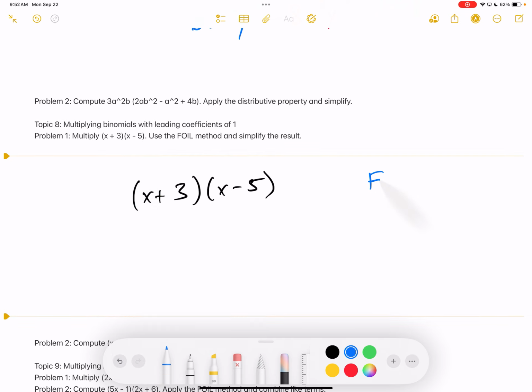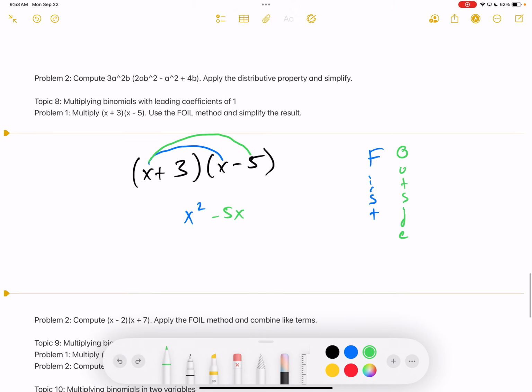So what the FOIL is, I'll write it out as I go. FOIL is you take the first term times each other, the first in both of them. X times x is x squared. Then you take the outside terms in both of them. X times negative 5 is negative 5x. So now I've taken this x times both of these over here, right? So now we got to move to the 3.